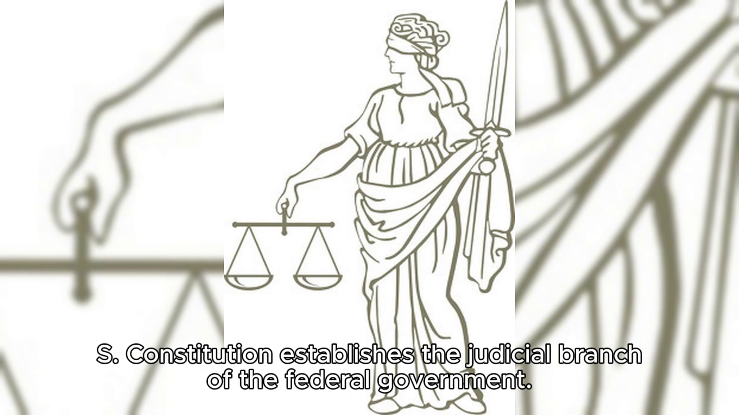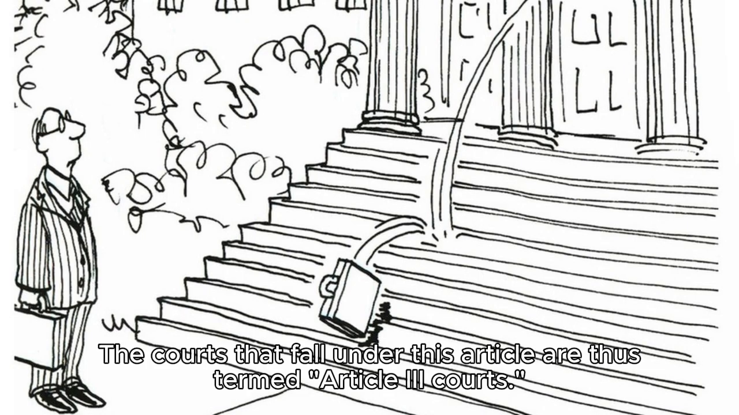Article 3 courts, constitutional basis. Article 3 of the U.S. Constitution establishes the judicial branch of the federal government. The courts that fall under this article are thus termed Article 3 courts.